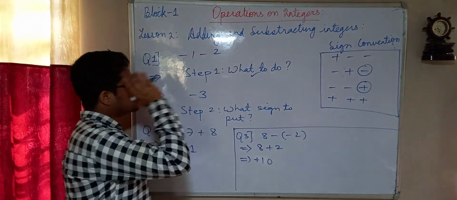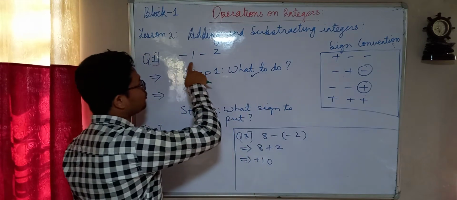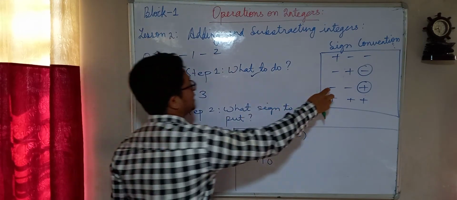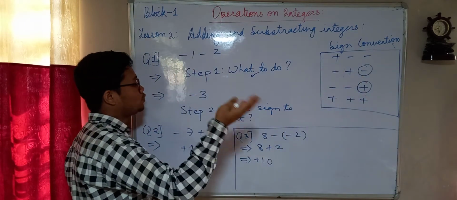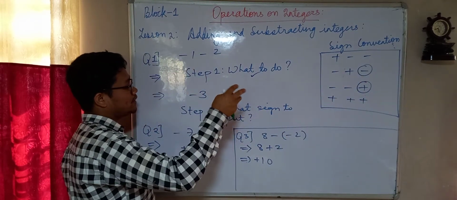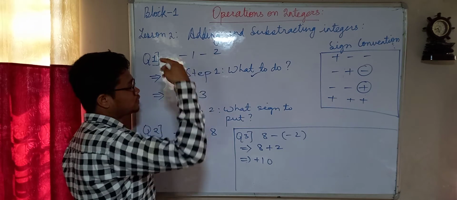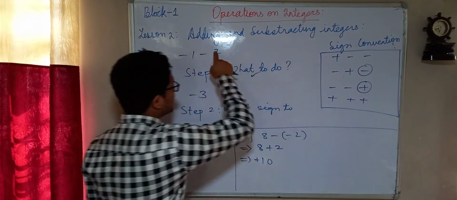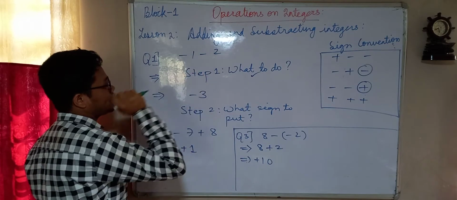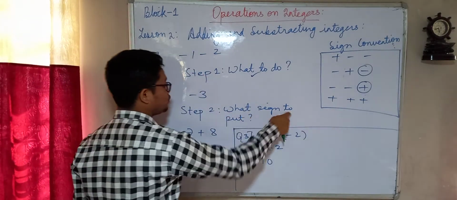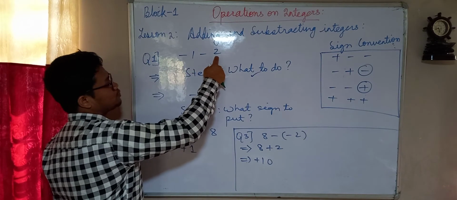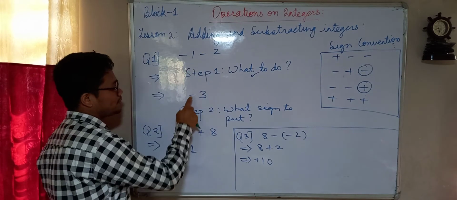Like if you by chance didn't know this sign convention, what would you have done? Minus minus, if I don't know that it should be plus, then I will not be able to solve it, isn't it? So minus minus plus, that's why I have added 2 plus 1, so it became 3. And after that, what sign to put? I had to see 2 is bigger or 1 is bigger, so 2 is bigger, so before 2, what is the sign? Minus, so I have kept minus.